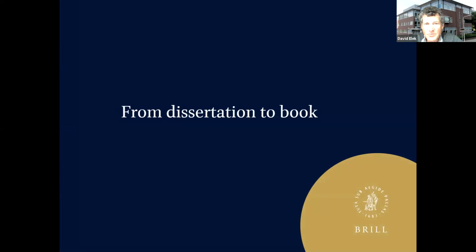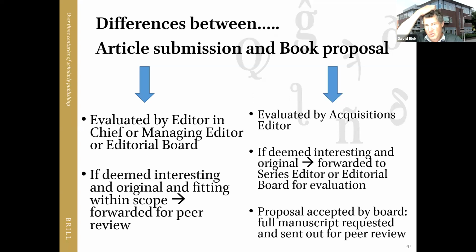And now book publishing, from dissertation to book. Let's just look at a couple of differences between journal article submissions and book proposals. A journal article will be evaluated by an editor-in-chief or an editorial board, managing editor, whereas a book proposal will be evaluated by an acquisitions editor at the publisher themselves. A journal article will be forwarded for peer review if it's deemed interesting and not rejected. A book proposal, if it's deemed interesting, will be forwarded to a series editor or an editorial board for evaluation. And then if that's accepted, they will request a full manuscript, and that book manuscript will be sent out for peer review.